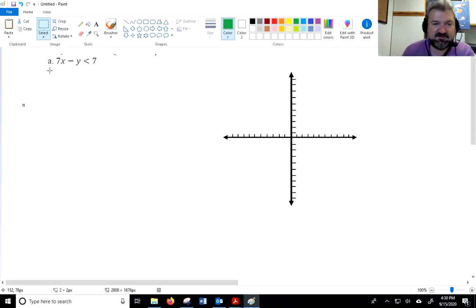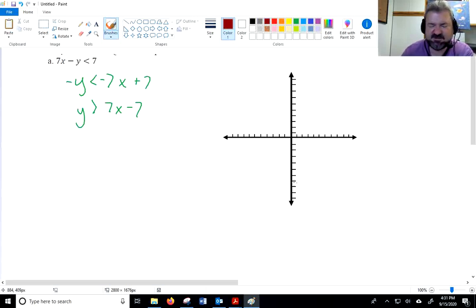Okay, I've got 7x minus y is less than 7. Let's see what that is. Okay, I think this time I'll go ahead and solve it for y. So I will subtract 7x from each side, and I'll put it like that. And I'll divide by a -1, which means I have to flip the alligator and all those signs.